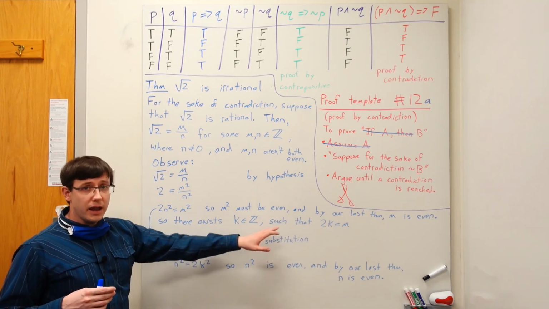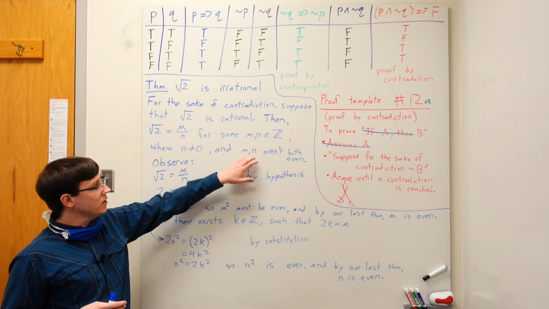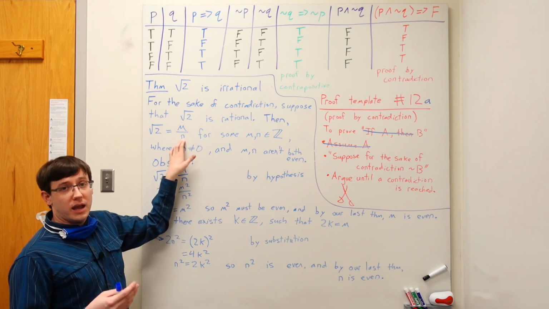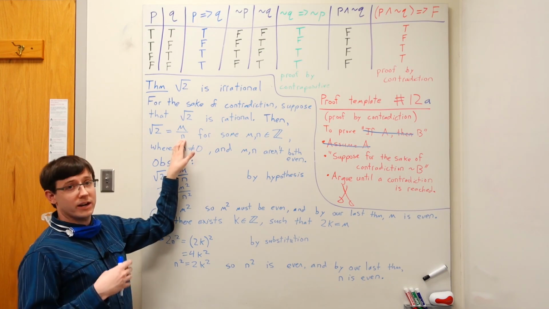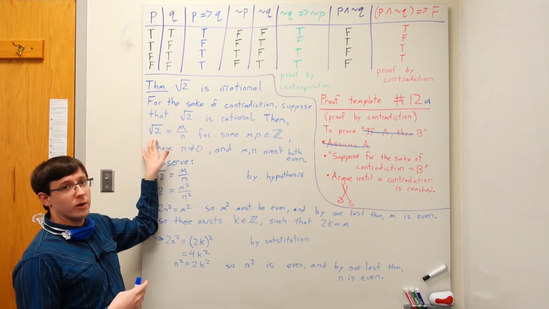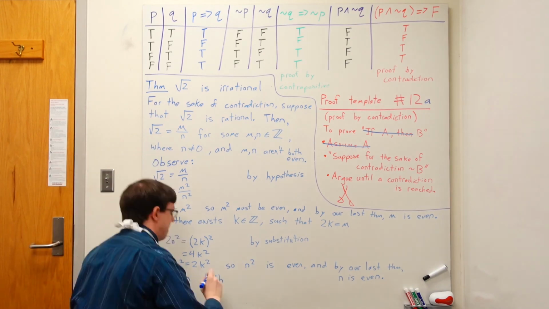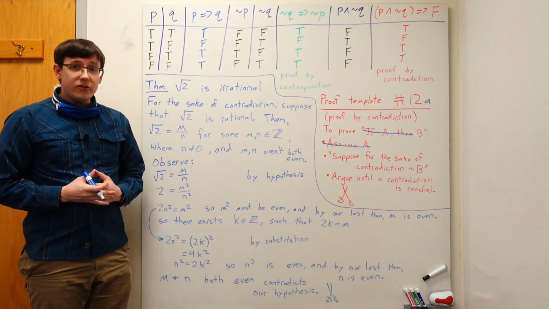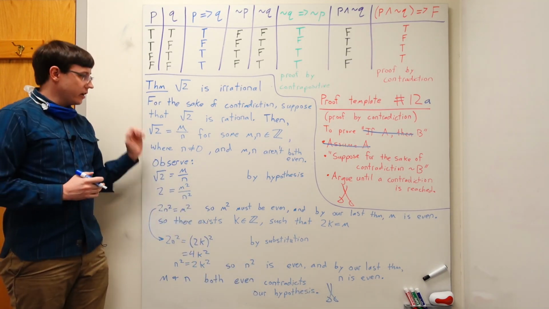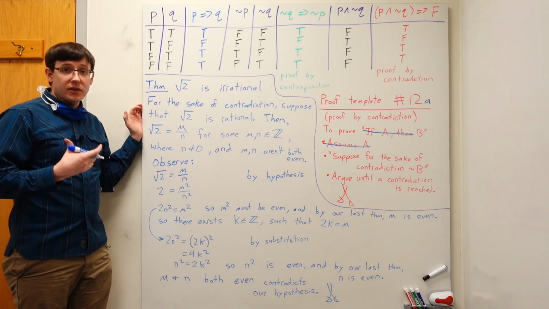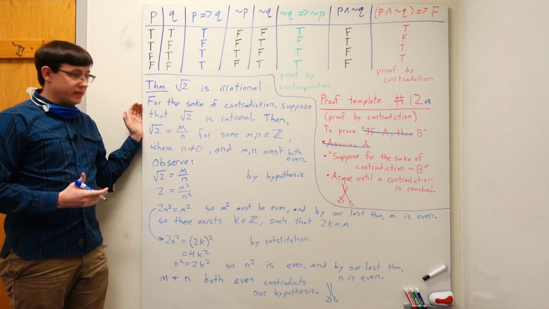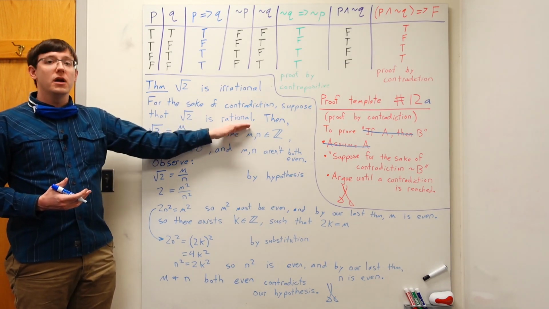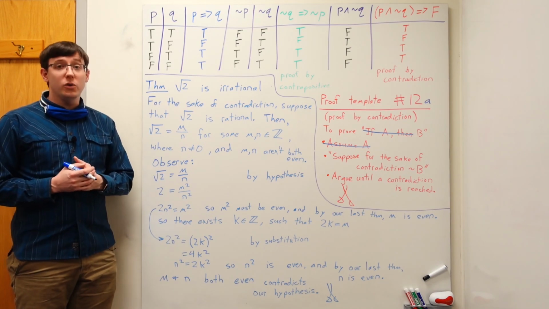But if n and m are both even, that contradicts our hypothesis that they were not both even, based on m and n being the most reduced rational representation of the square root of 2. And so we've reached a contradiction from which we can conclude that our hypothesis must not hold. The only thing that we hypothesized here was that the square root of 2 is a rational number, so it must be the case that the square root of 2 is irrational.